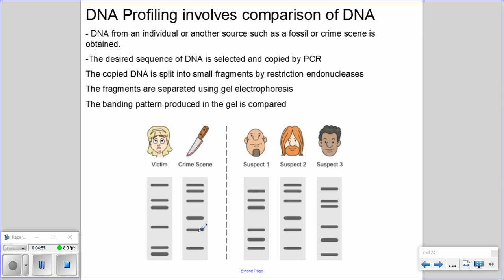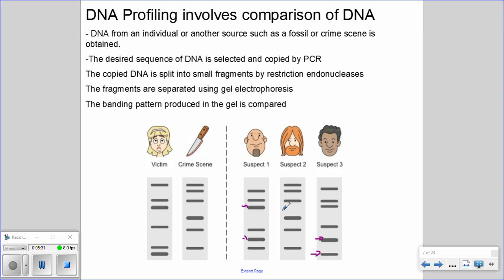When we compare the banding pattern, for example, in suspect number 1 to the DNA found at the crime scene, we can see this rather large band in suspect 1 that is not present in the crime scene. Suspect 1 also has a shorter band that appears rather thick that is not present at the crime scene as well. Suspect number 3 has a similar banding pattern and has an even smaller fragment that's not found within the crime scene.